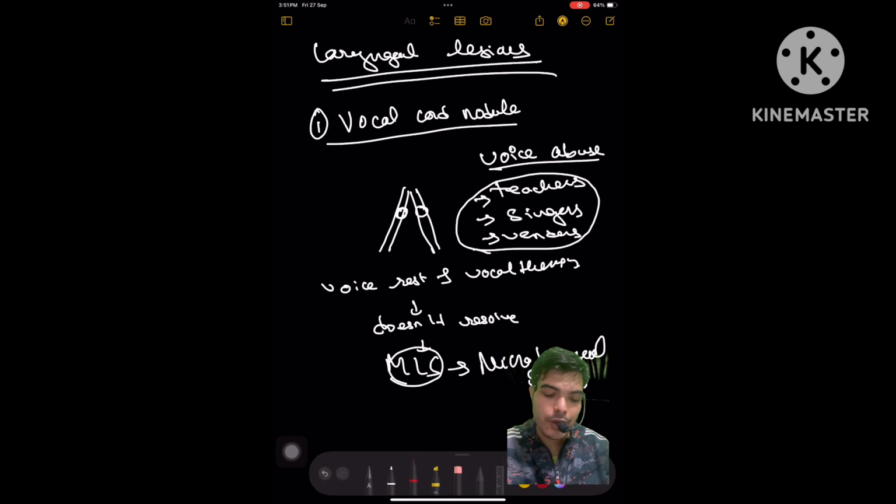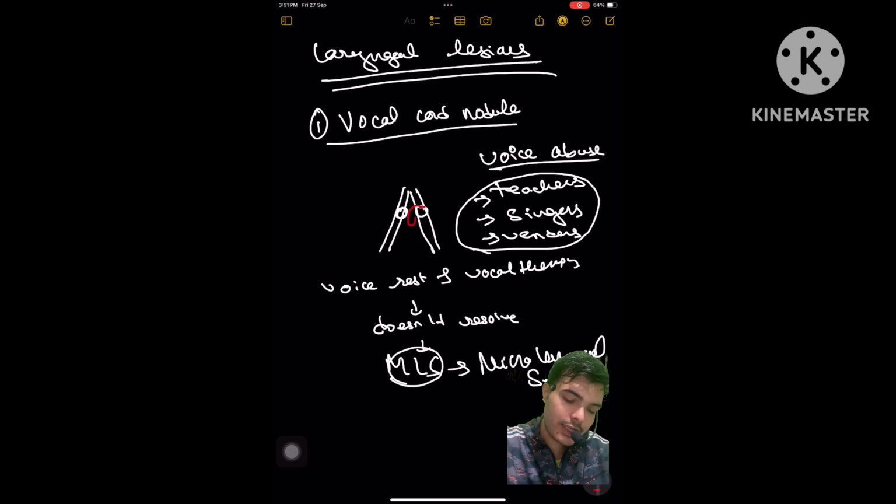So the next condition, which is somewhat similar to vocal cord nodule, is the vocal cord polyp. Vocal cord polyp is unilateral and it is pedunculated. You can see that I've drawn with this red color pencil that the vocal cord polyp is singular, but nodules are never a single nodule. Vocal cord nodules are a bilateral structure, seen in the glottic area, in the anterior one-third and middle one-third junction.